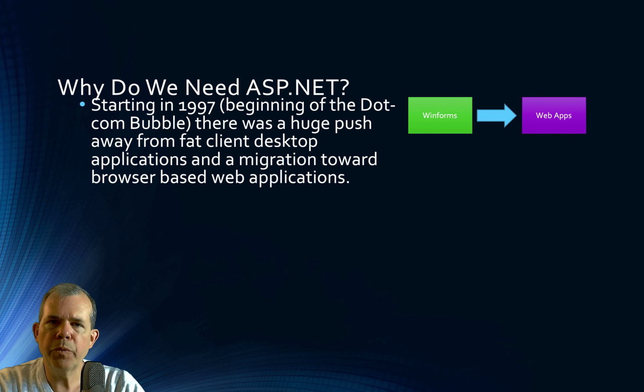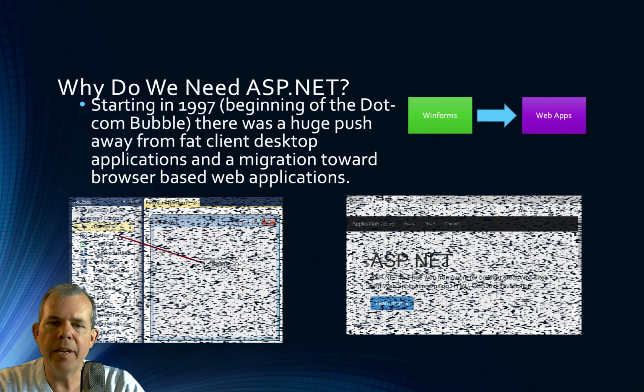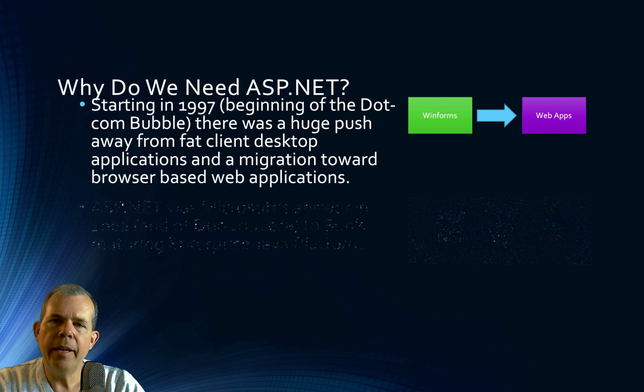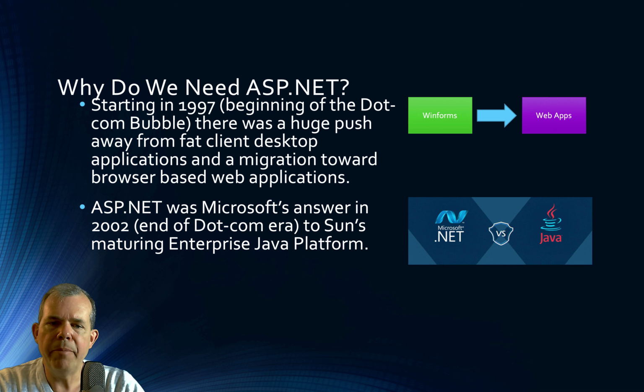So Microsoft was firmly in control with their WinForms and clients on their PCs, and then the internet happened. And so we went from building form-based applications to web-based applications, and ASP was their solution. So .NET is very similar to Java in many ways.